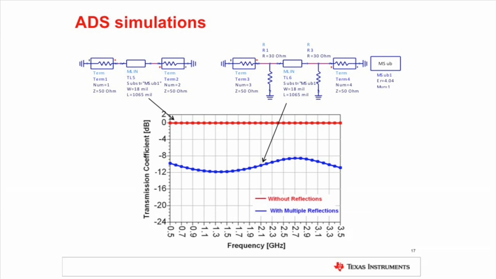Here is ADS Advanced Design System software simulation. A 50 ohm microstrip line is considered, and it can be seen the transmission coefficient of the microstrip line does not show any ripples. In the second circuit, 30 ohm resistors were deliberately added to create a mismatch at input and output. The blue line is the transmission coefficient with 30 ohm resistors and is around minus 10 dB, as most of the power is reflected due to mismatch, but it can be seen it shows a rippled response.